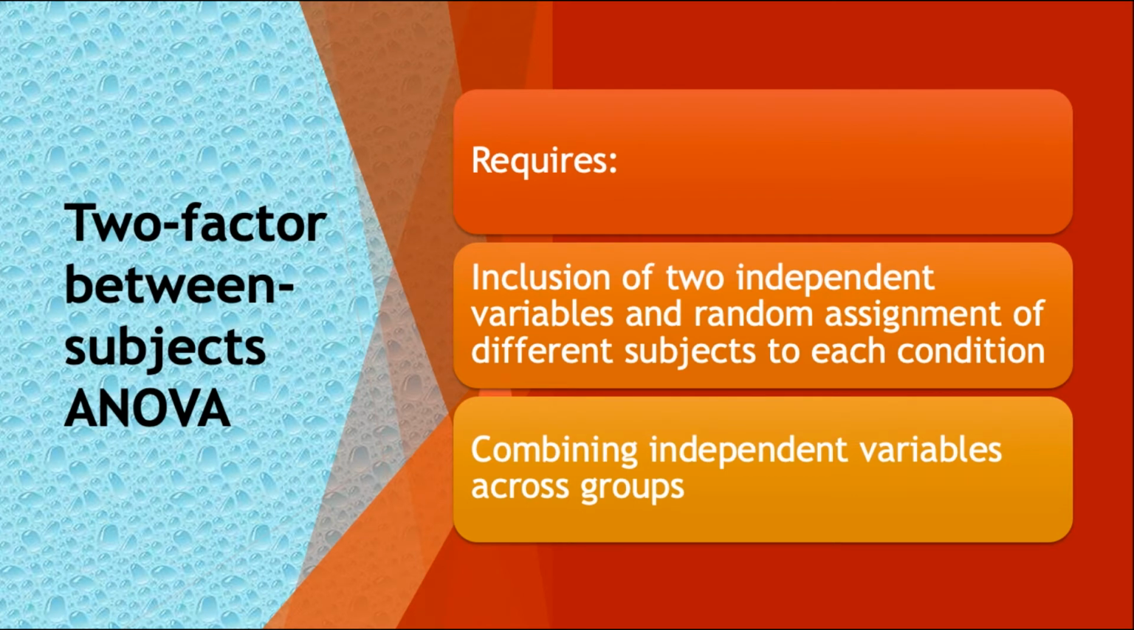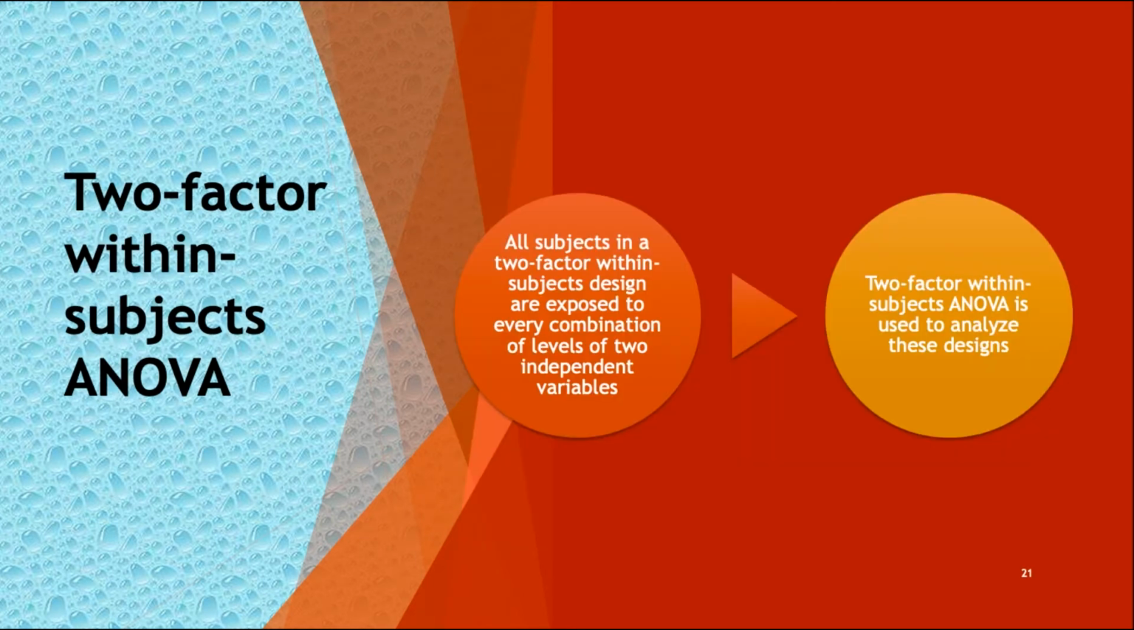Now we talk about the two-factor within-subject ANOVA. All subjects in a two-factor within-subject design are exposed to every combination of levels of your two independent variables. So you use a two-factor within-subject ANOVA to analyze these designs. This analysis employs the same logic developed for the one-factor within-subject ANOVA.